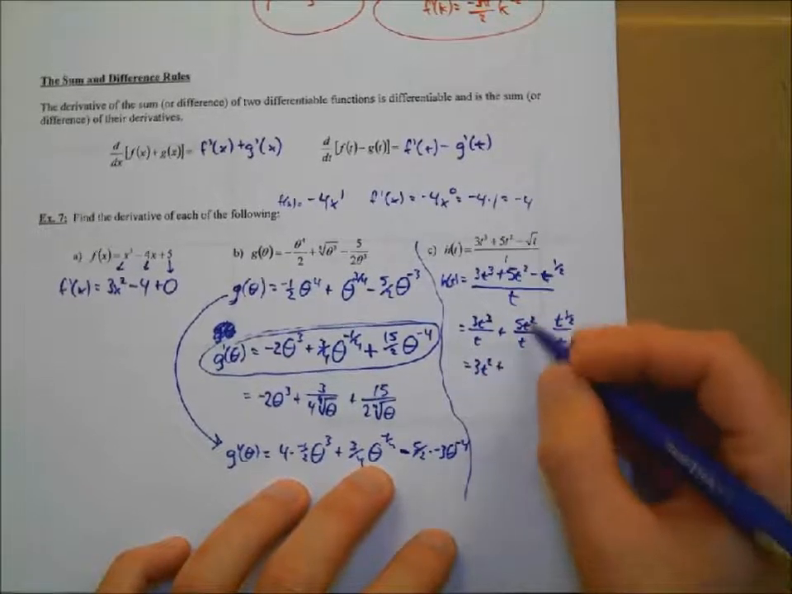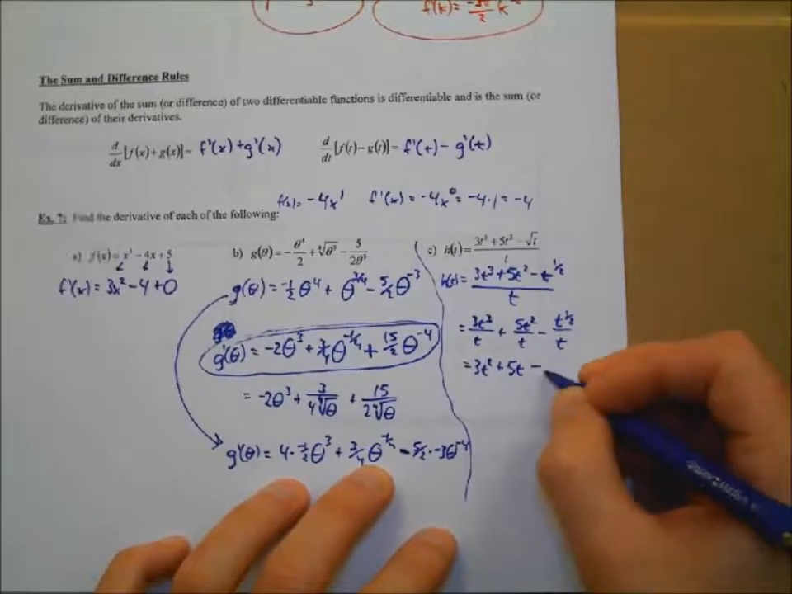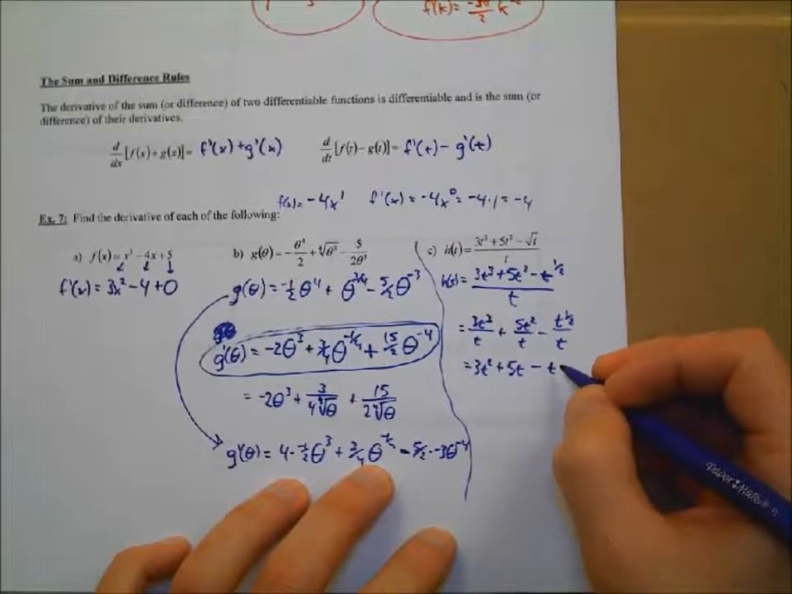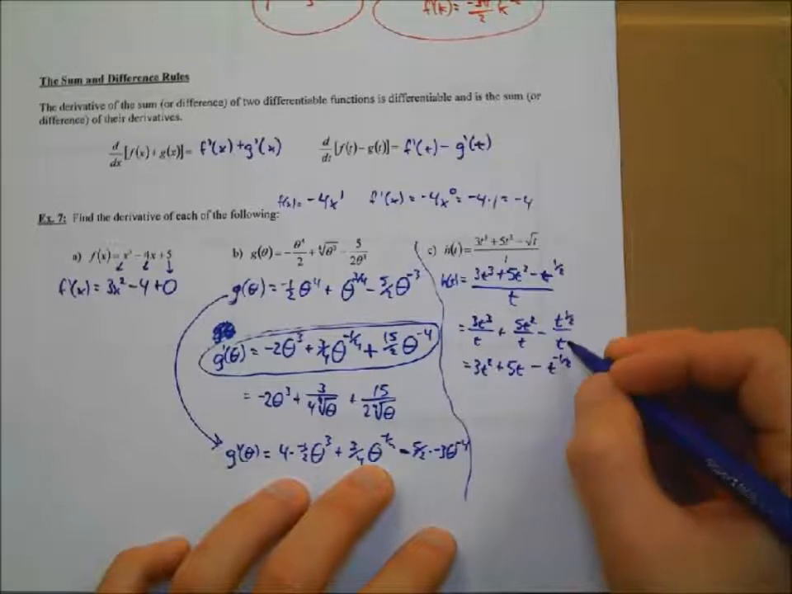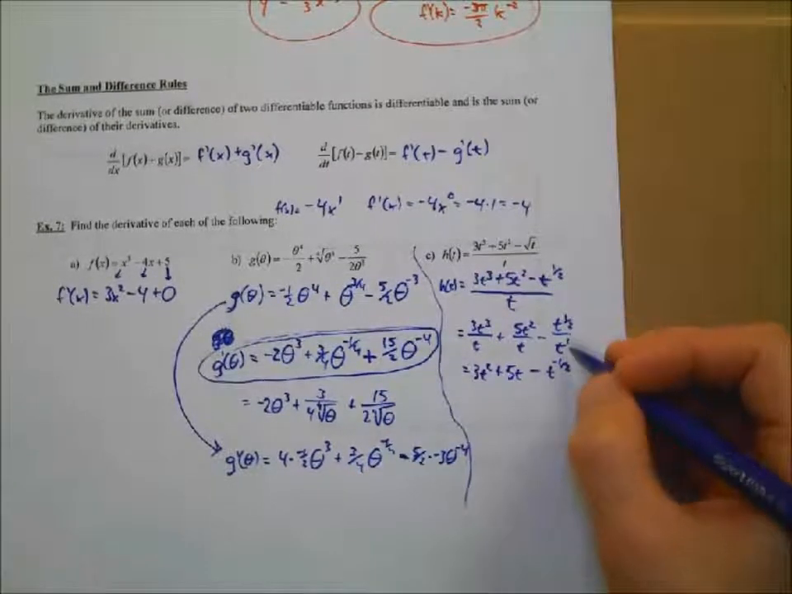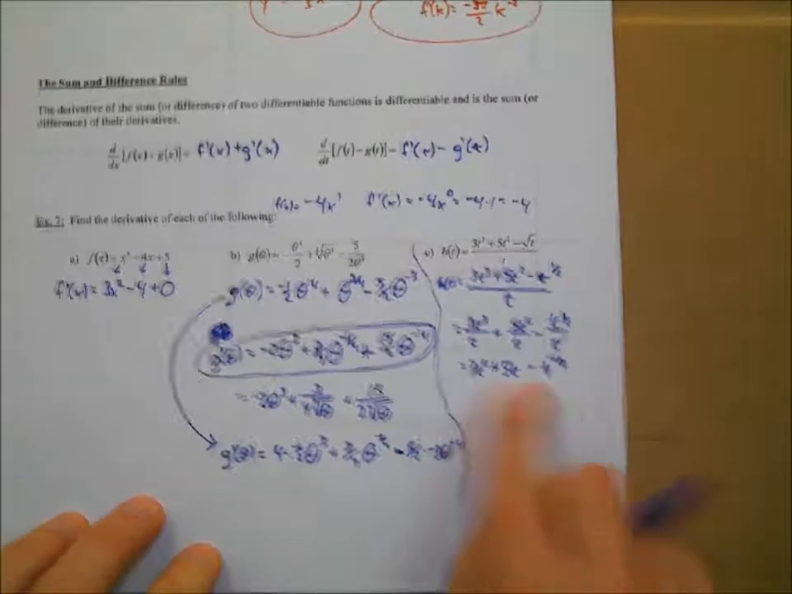5t squared over t, 5t. t to the 1/2 divided by t, t to the, what is it? Negative 1/2, right? 1/2, and then this t is t to the 1, so 1/2 take away 1, right? When you divide, you subtract exponents, so 1/2 minus 1, negative 1/2 there. Okay, so that's it. There's our answer, right?